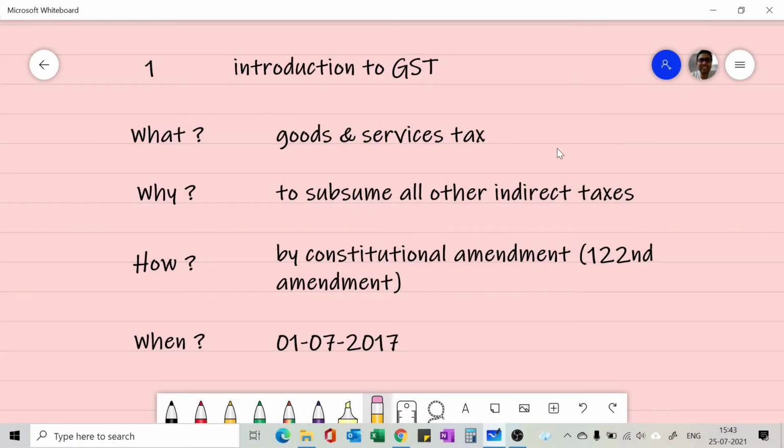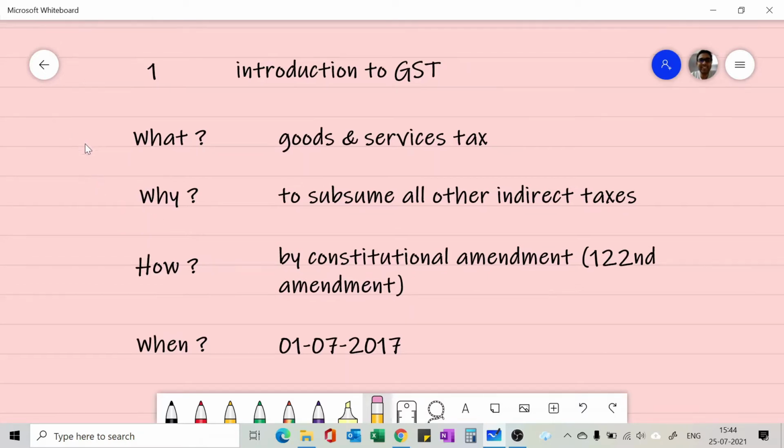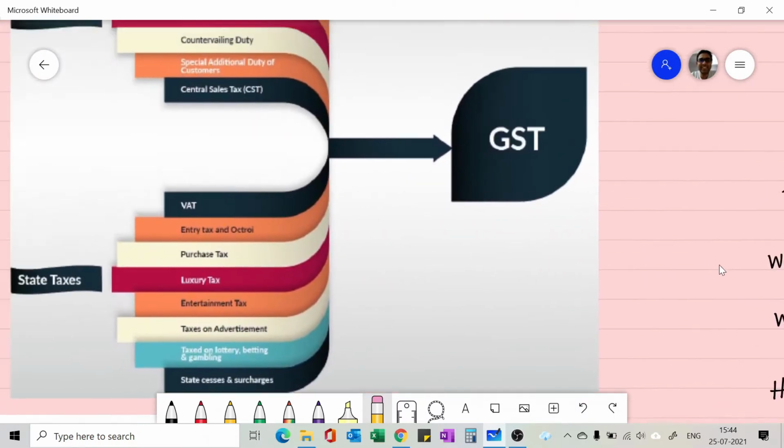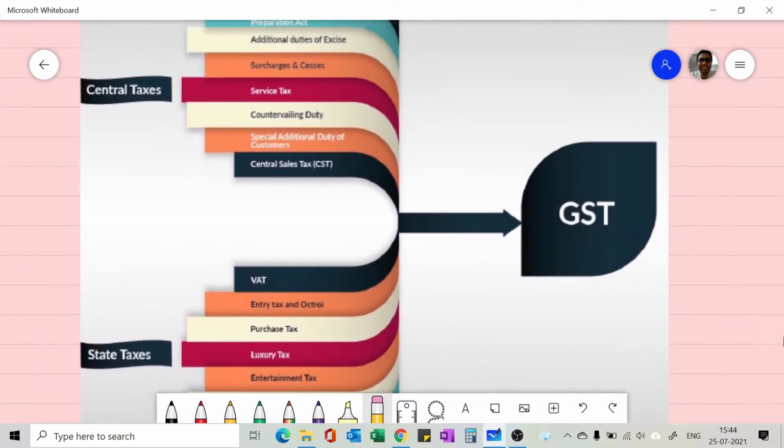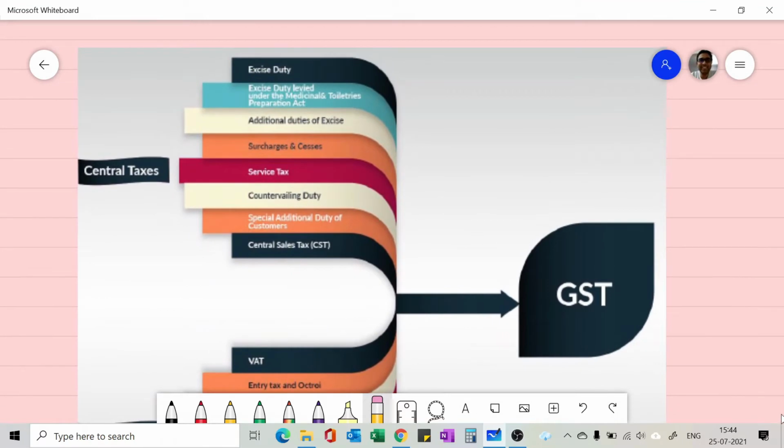So, what is goods and services tax? What is GST? GST stands for Goods and Services Tax, and it is an integrated or amalgamated version of all indirect taxes in the country. Let us briefly understand what are all the taxes which are getting amalgamated.